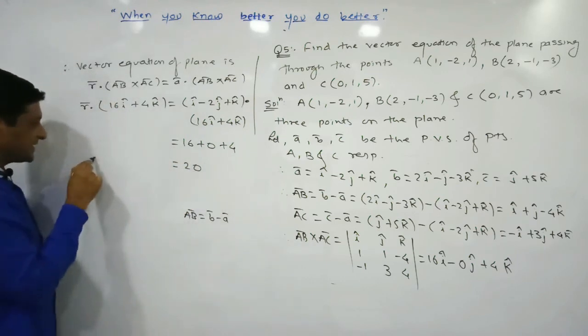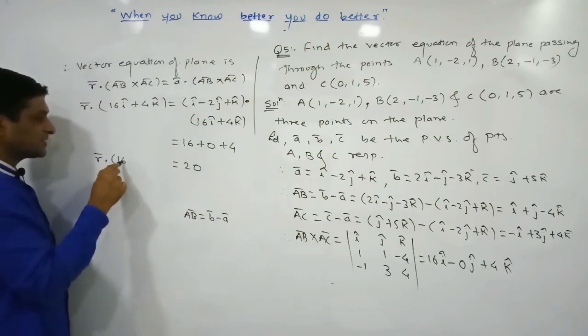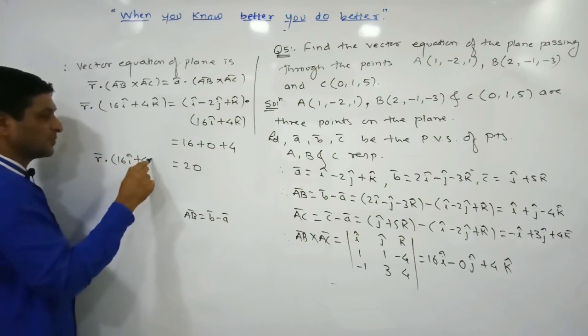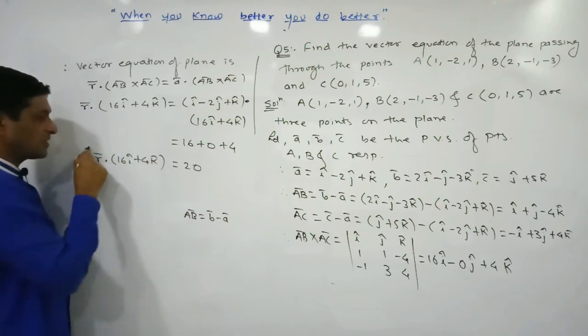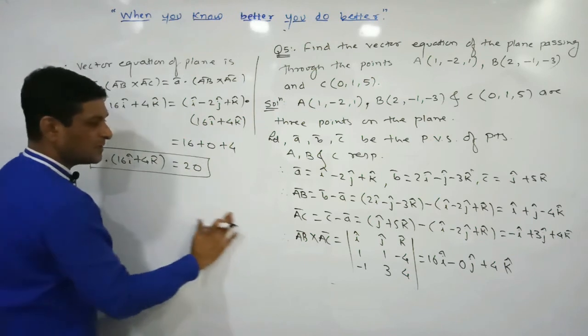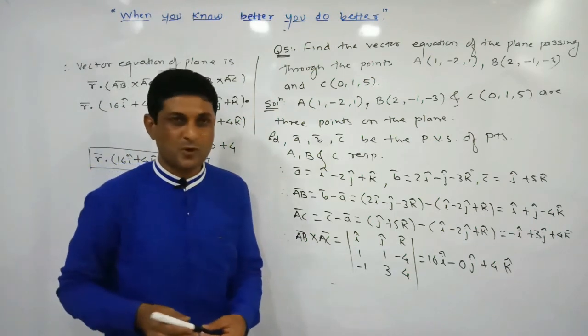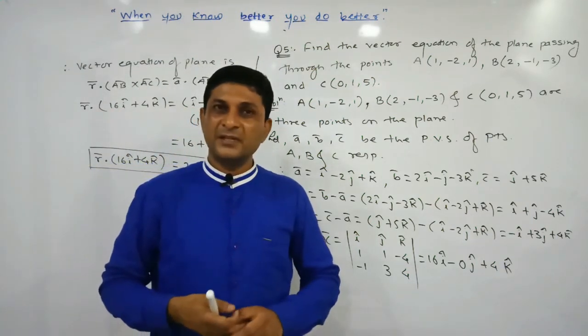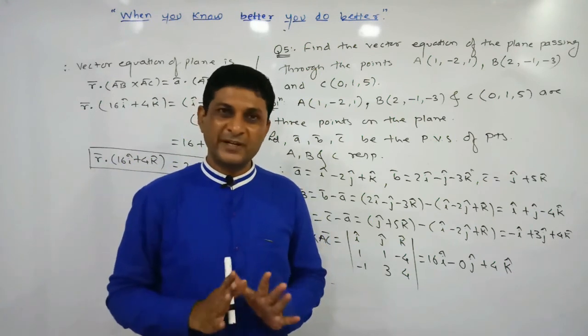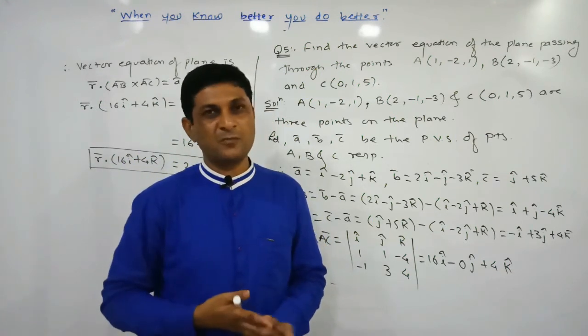Keep this left hand side as it is. R bar dot 16i cap plus 4k cap. In this way we have completed the first 5 examples from question number 2. In the next video we will try to solve the remaining examples from question number 2.